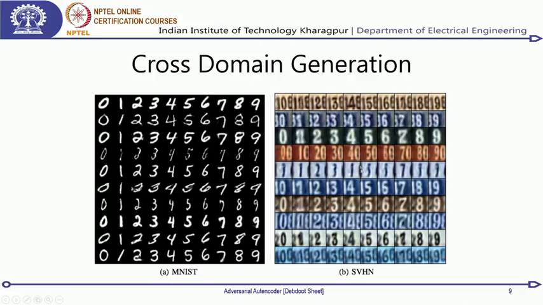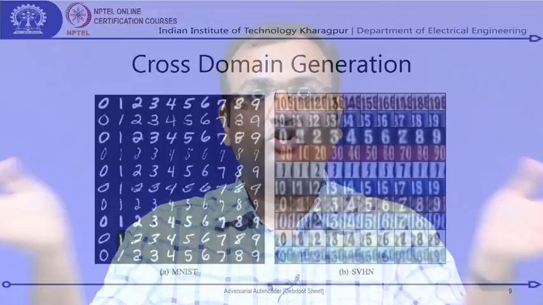So, even if you do not have this house number present over there, the advantage is that you can give the latent representation for that, and corresponding to that there will be something on the street view house number equivalent which is getting generated. So, this is cross domain generation.